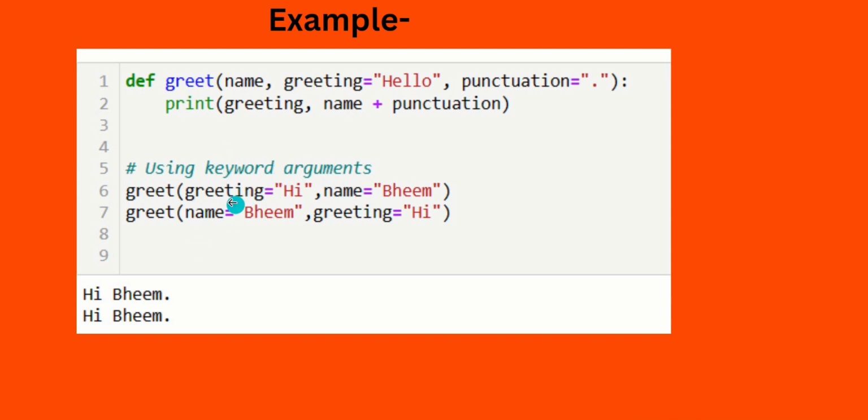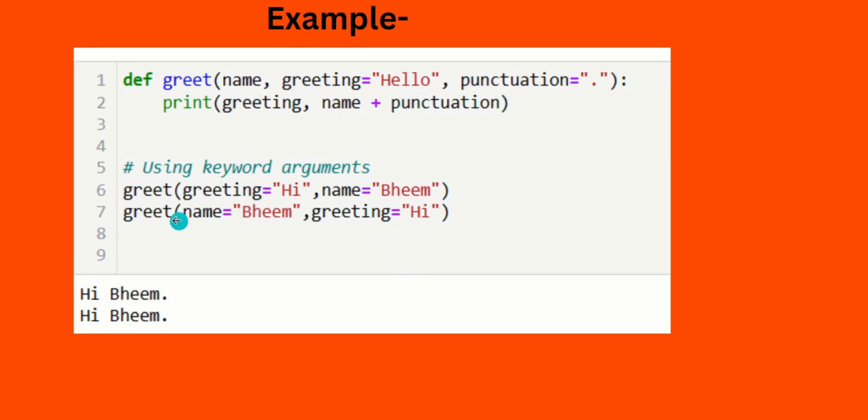And also note, there is no need that name should come first or greeting should come second. So you can see in the sixth line, I have passed greeting as my first parameter, name as my second parameter. Whereas in the seventh line, I have passed name as my first parameter and greeting as the second parameter. But the output is the same. We don't get any error.